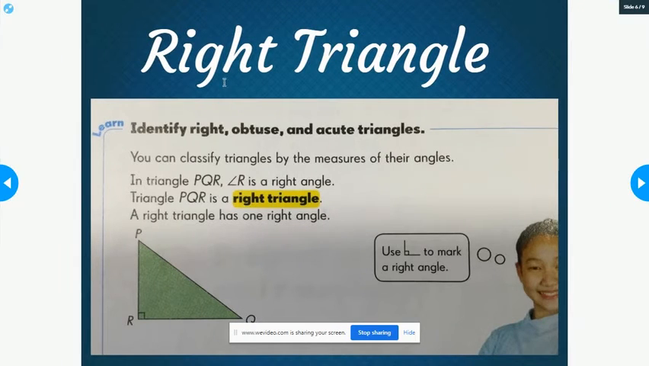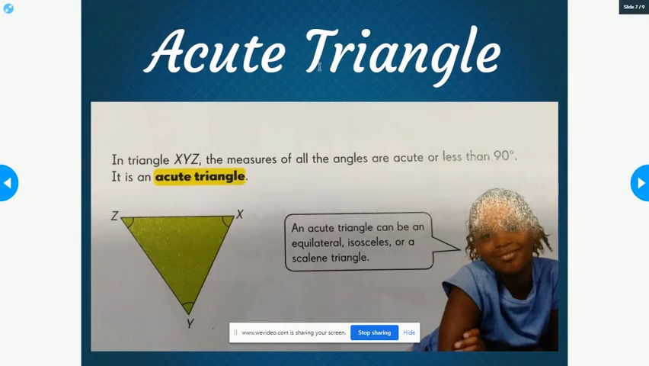And finally, the right triangle, identify right, obtuse, acute angles. That helps you specify what type of triangle it is. You can classify triangles by the measures of their angles. So in triangle PQR, R is at a right angle. So right here is a 90-degree angle. So triangle PQR is a right triangle because it has that right angle, and then this symbol helps you remember that it is 90 degrees.